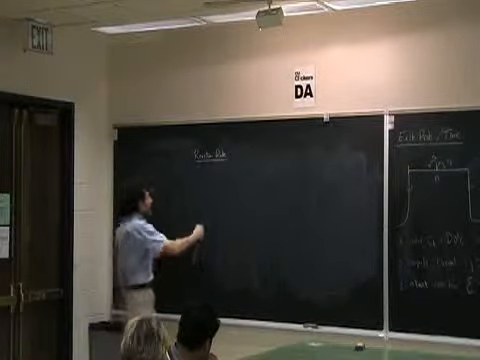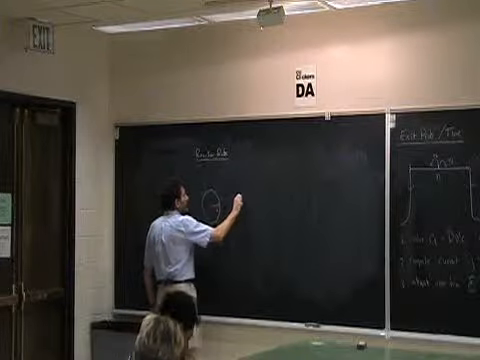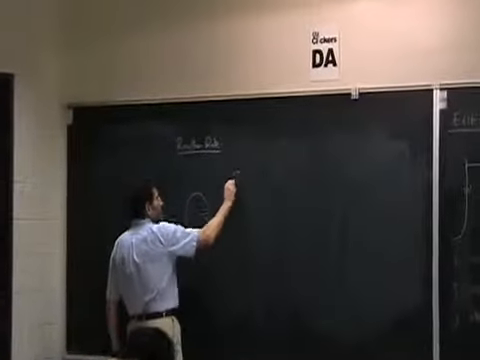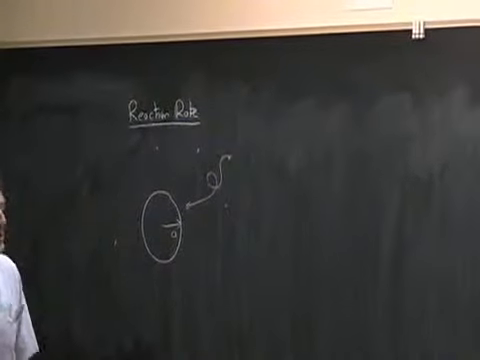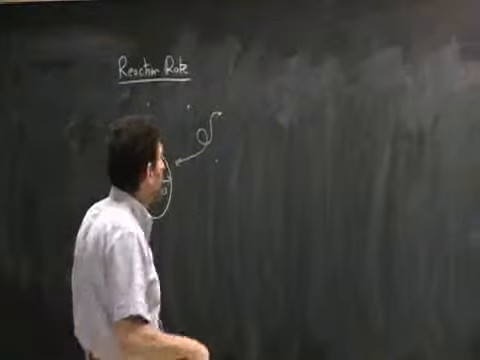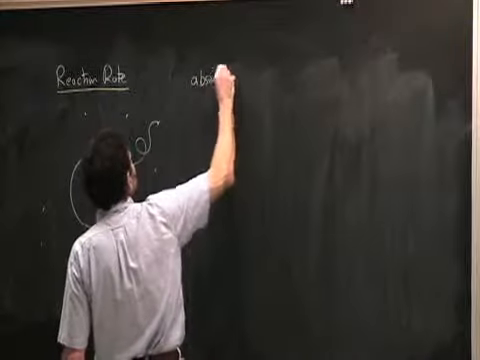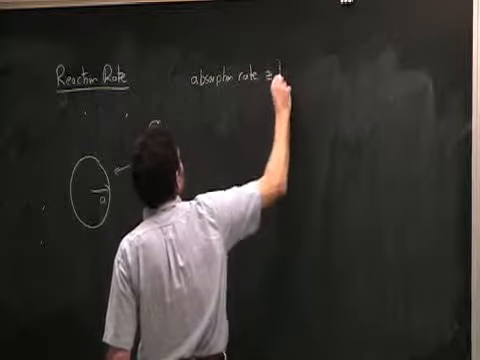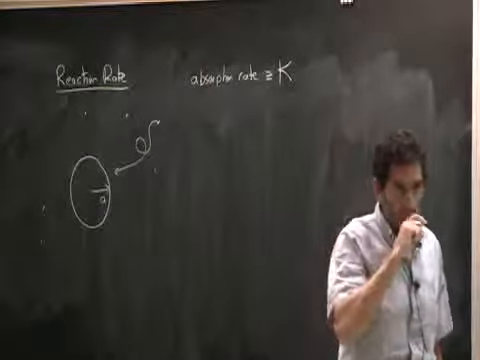Let's imagine that we have an absorbing sphere of some radius a. We have a gas of diffusing particles outside, so these guys are just diffusing. And when they hit the sphere, they're absorbed. The question we want to ask is, what is the absorption rate? This absorption rate I'll define as the rate constant K.